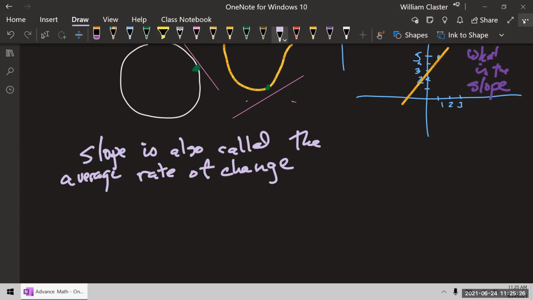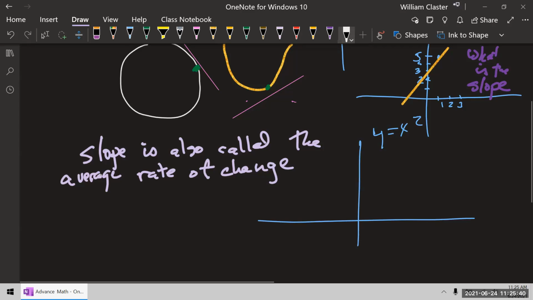So now going back to this picture that we just had, going back to this one, and if we do y equals x squared, we can sort of talk about the same thing, but not for a straight line. Now, I really can't draw this very well.